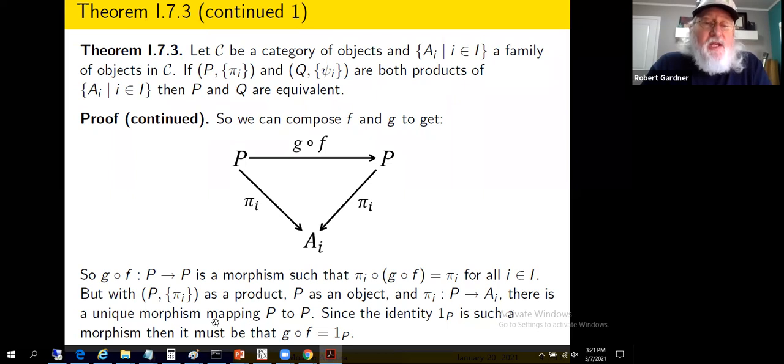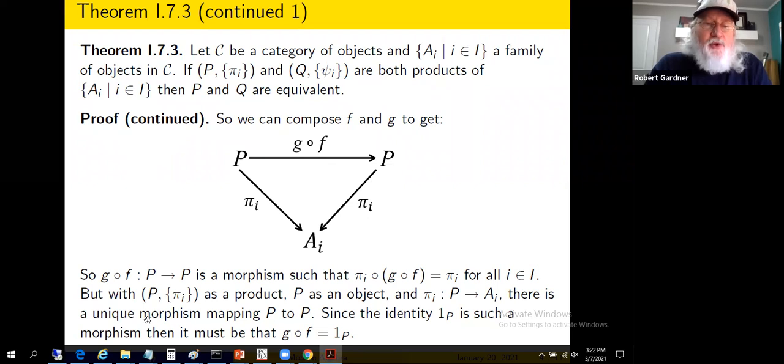That means there's a unique, here we're using the unique morphism thing. Again, there's a unique morphism that maps P to P where we get this kind of behavior. The choice here is unique because we're dealing with a product. Well, the identity works, the 1 sub P works. There is that mapping, 1 sub P, that takes P to itself, and we'll have the composition behave in such a way that pi sub I composed with 1 sub P will equal pi sub I.